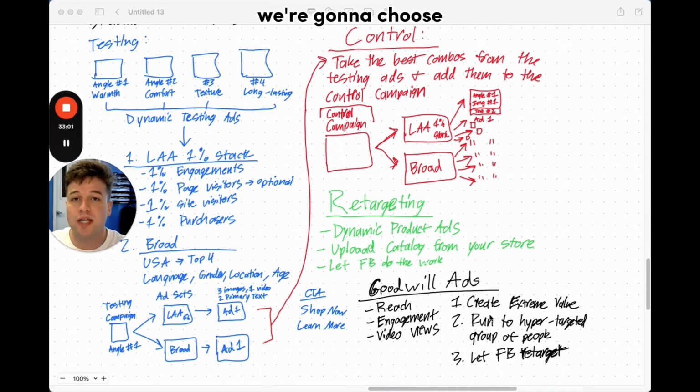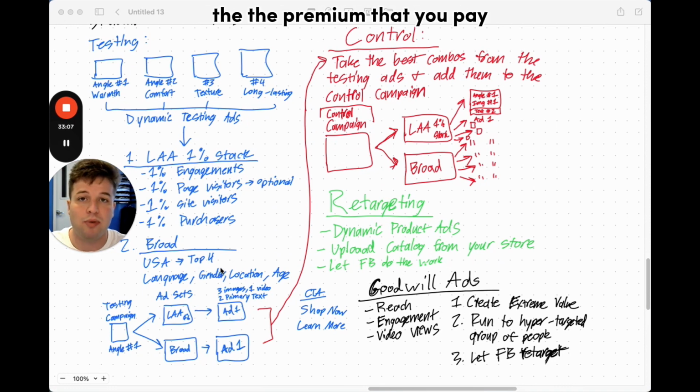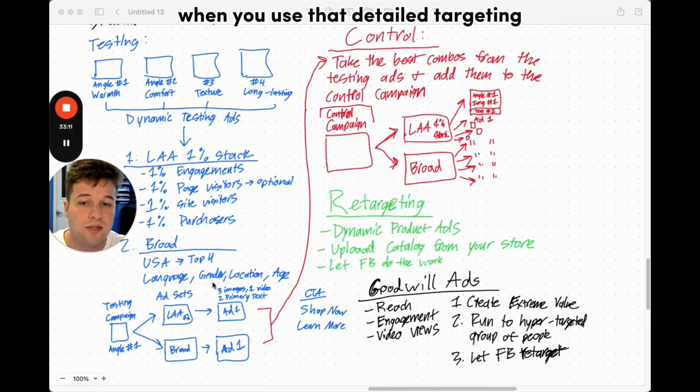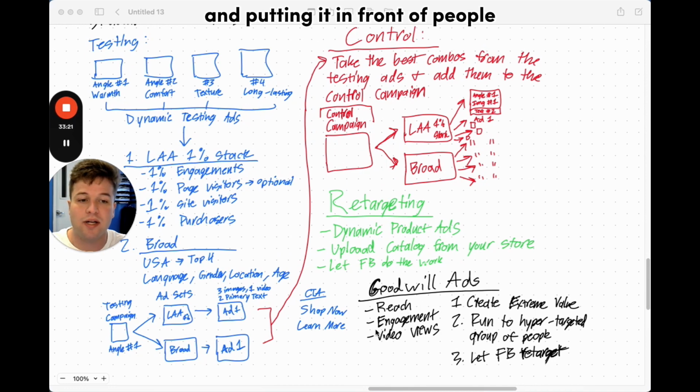We're going to choose detailed interests on Facebook, and that's going to buck everything that I've been talking about here, especially with the premium that you pay for a tax, right? The little Facebook tax that you pay when you use that detailed targeting. But these are conversion ads. These are not. These are reach, engagement, and video views. We're not selling anything. We're just putting money behind content and putting it in front of people.